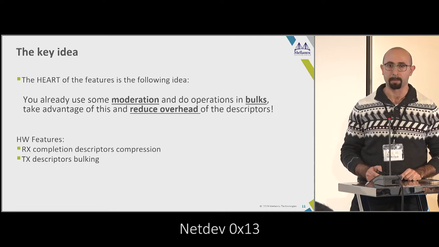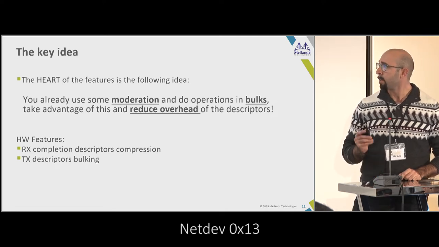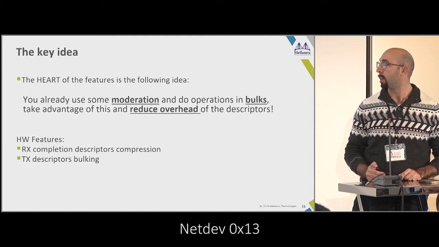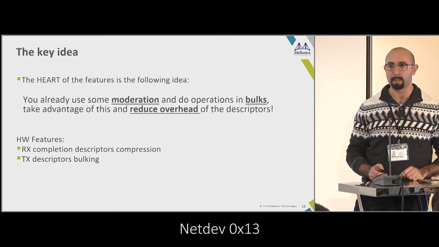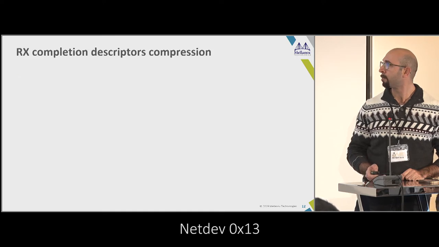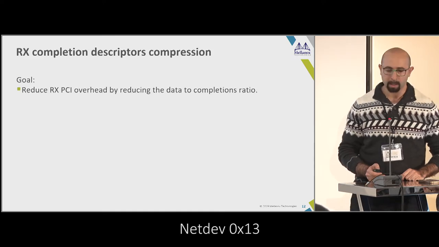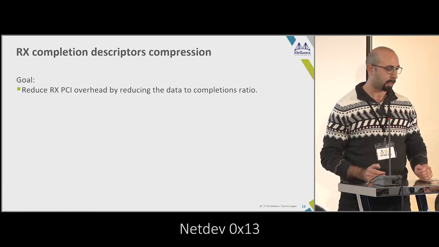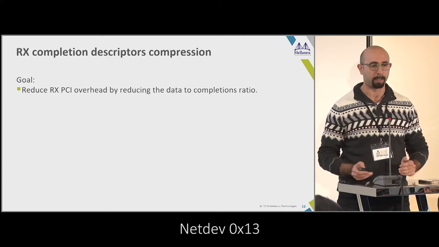The first feature that I'm going to present deals with reducing the overhead of RX completions. Then we'll see what's the impact of that. Then we'll see in the TX side, again, bulking the TX descriptors and what's the impact of that. Okay, so again, the goal is to reduce the PCI overhead, to reduce the data to completion ratio.